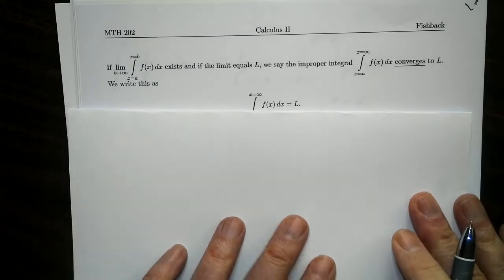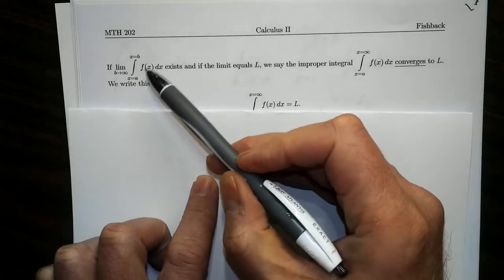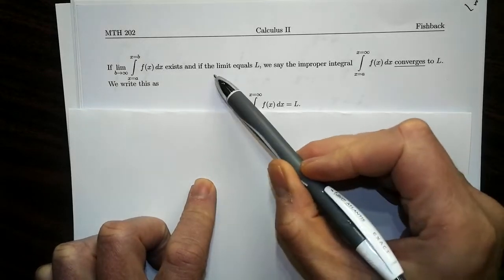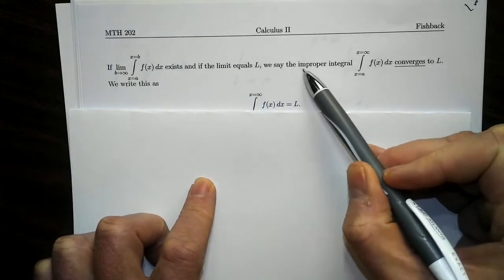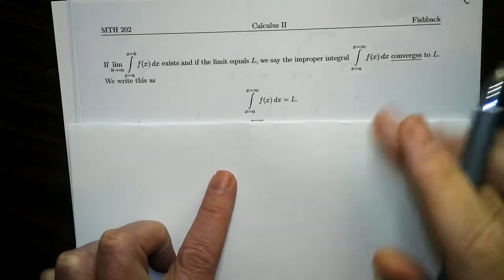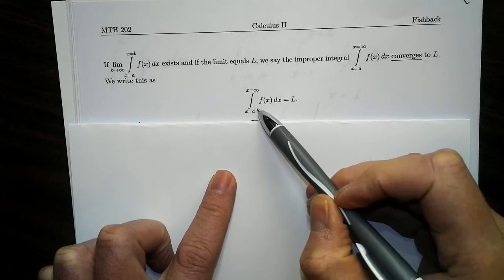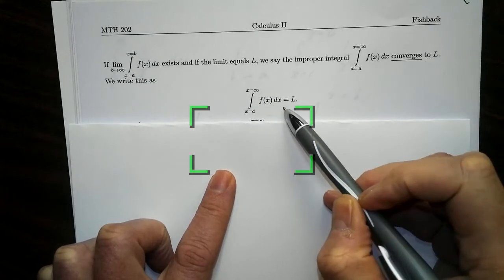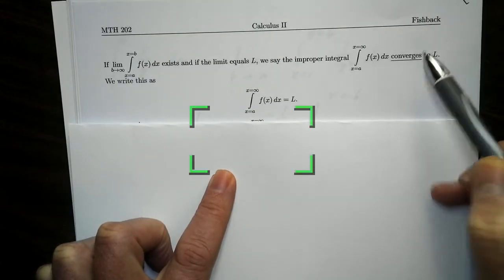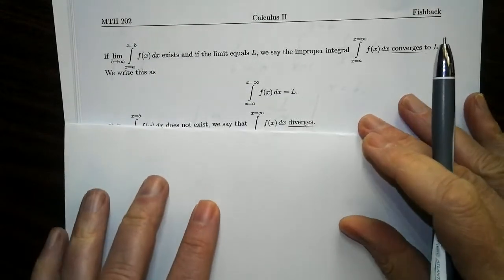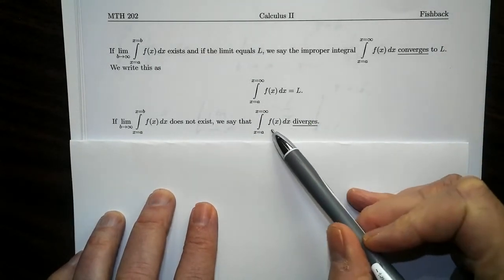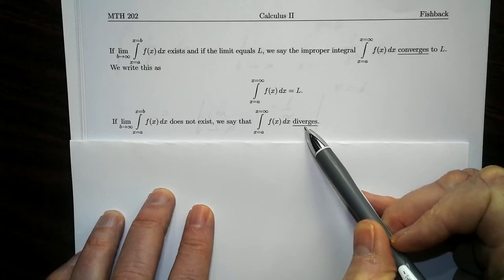So we say that if the limit as b goes to infinity, x equals a to x equals b, if this limit exists and if the limit equals L, we say the improper integral converges to L, and we write this way. The integral from x equals a to x equals infinity, f of x dx equals L. So the new word is converges to L. So if the limit does not exist, we say that the improper integral diverges.